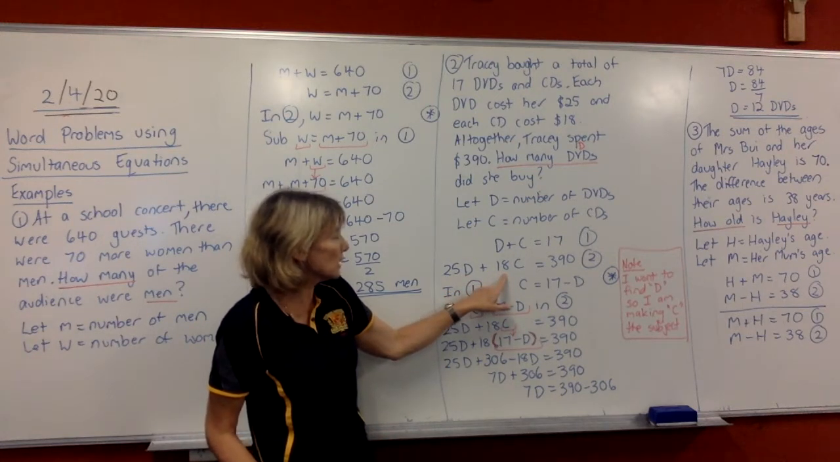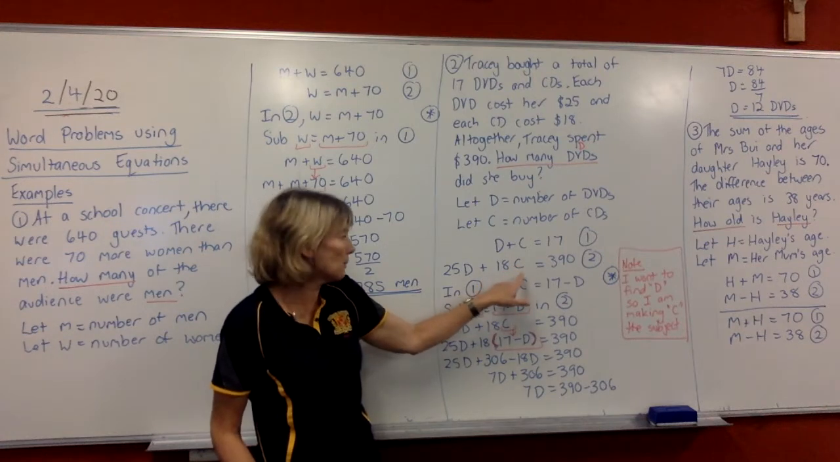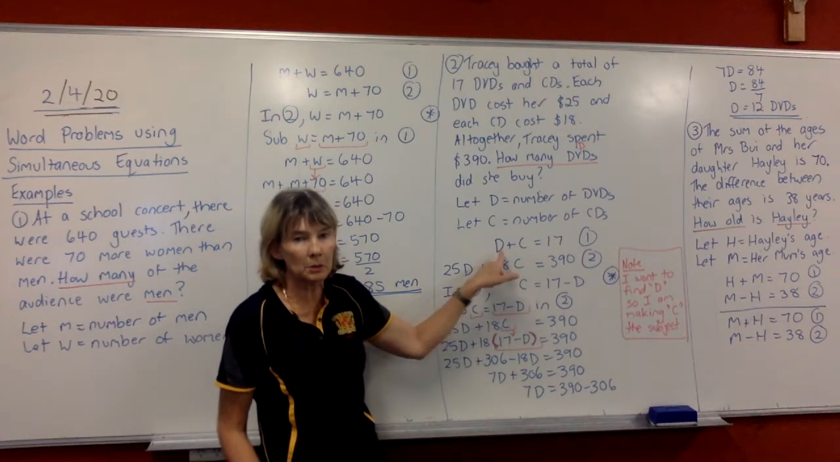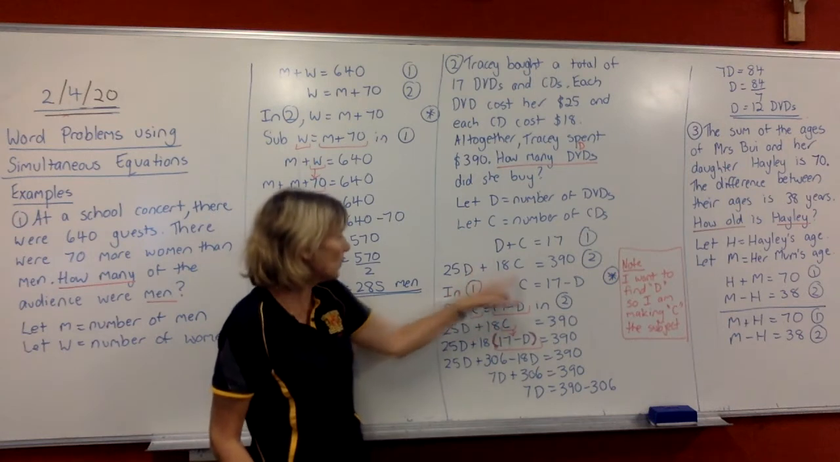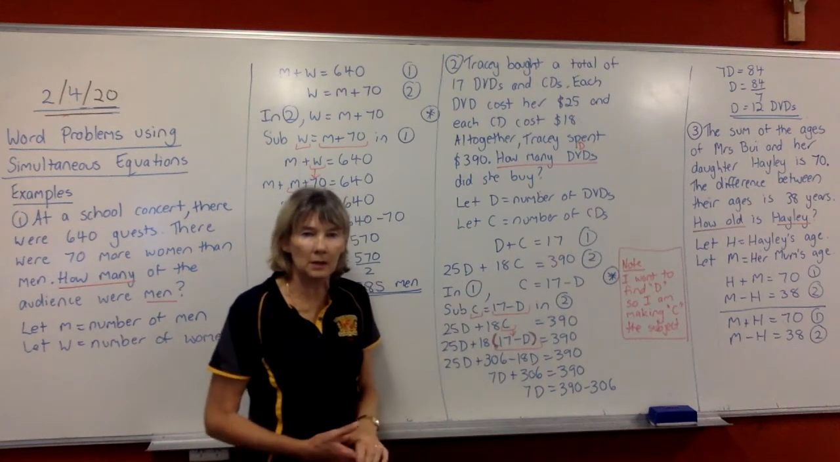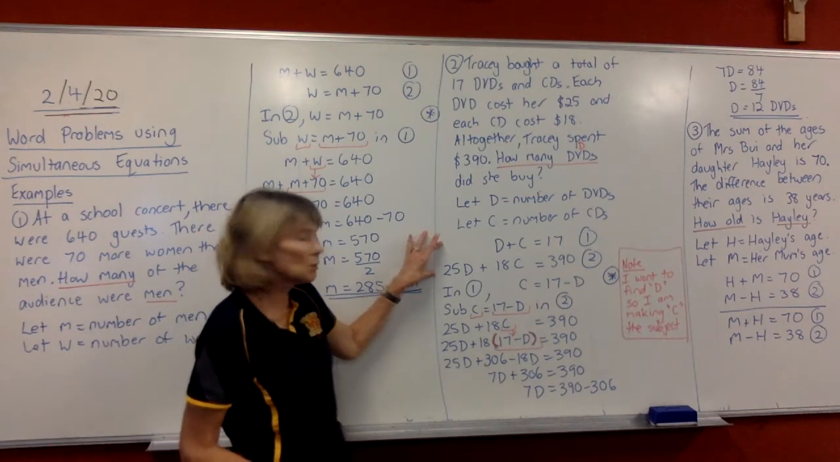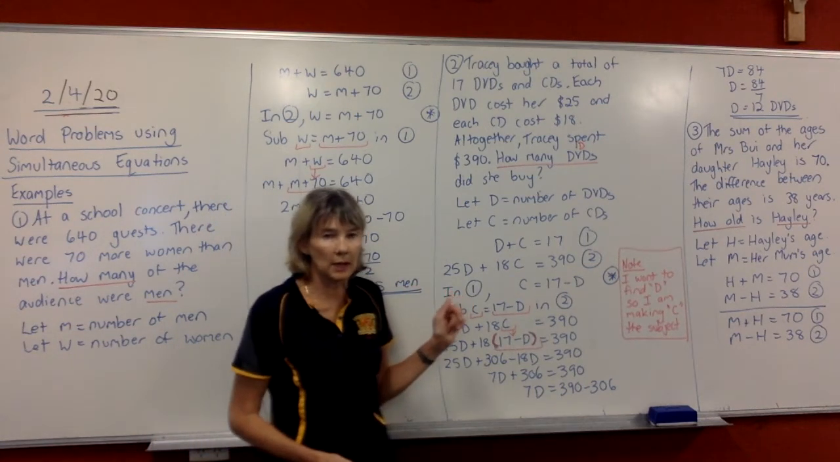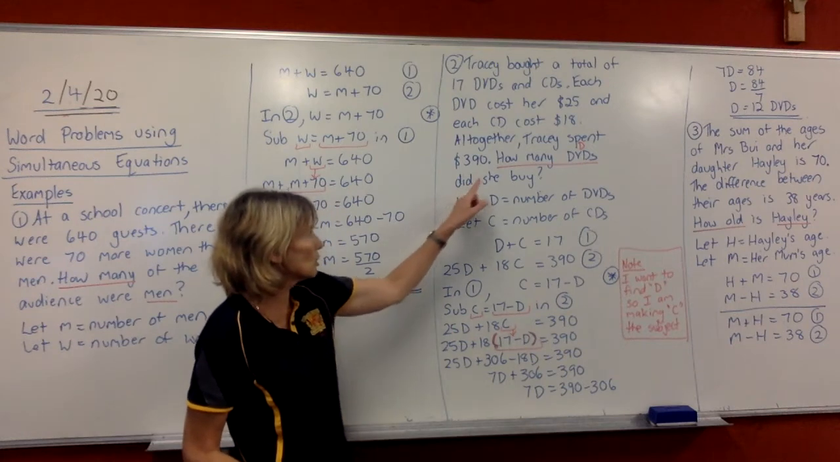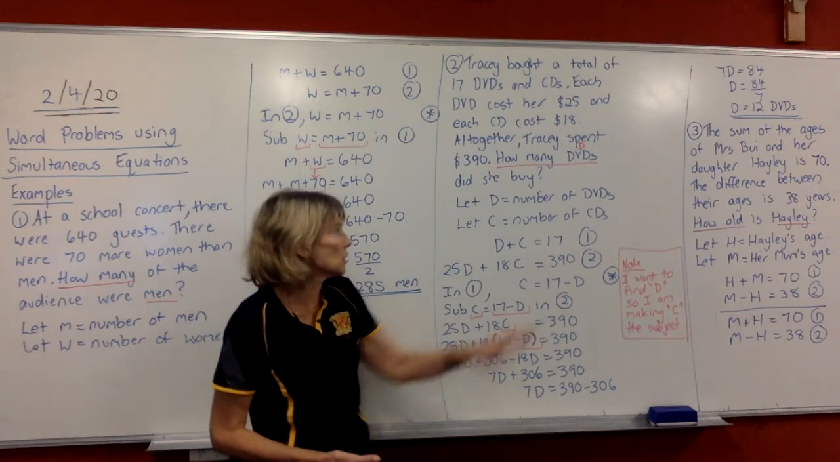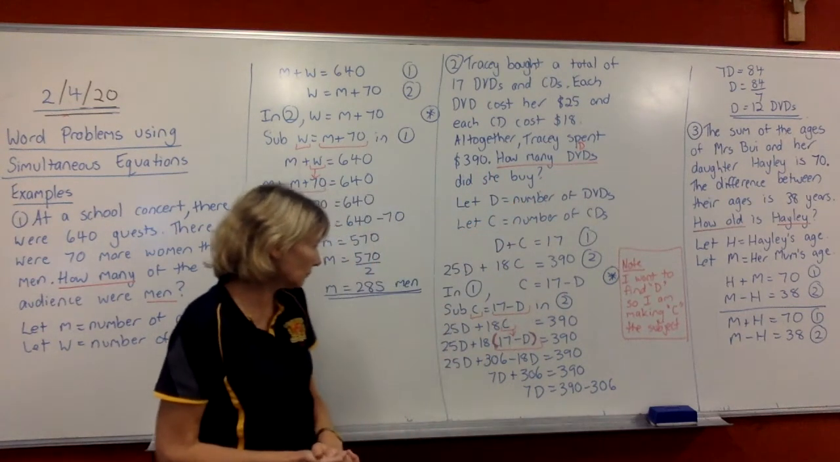$18 for each CD, so 18 times the number of CDs is how much money she would spend on CDs. Add those together and that's how much she spent, equals 390. So now we're going to get these two equations and solve them simultaneously to get the answer to just the number of DVDs, which is D on ours.